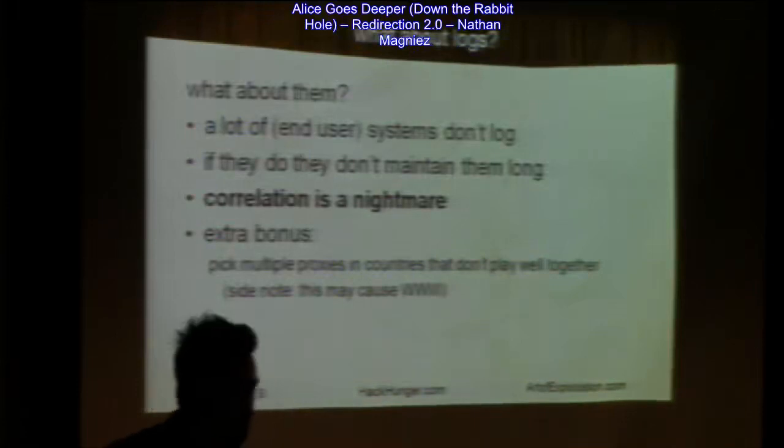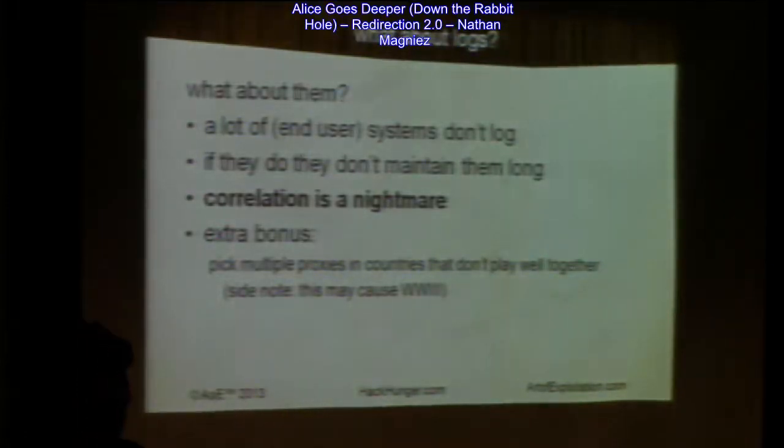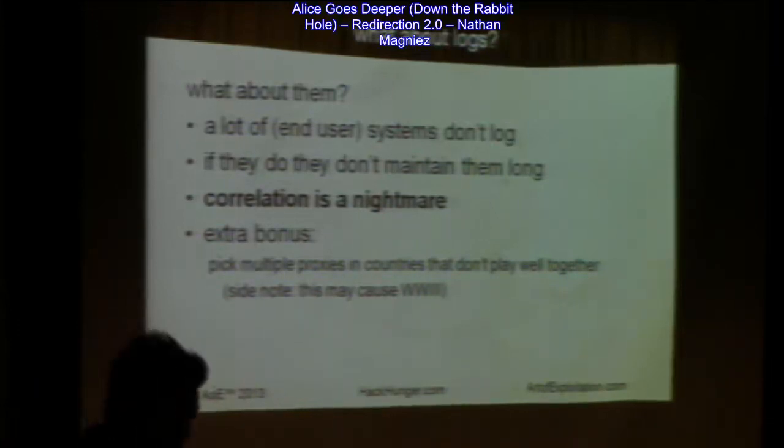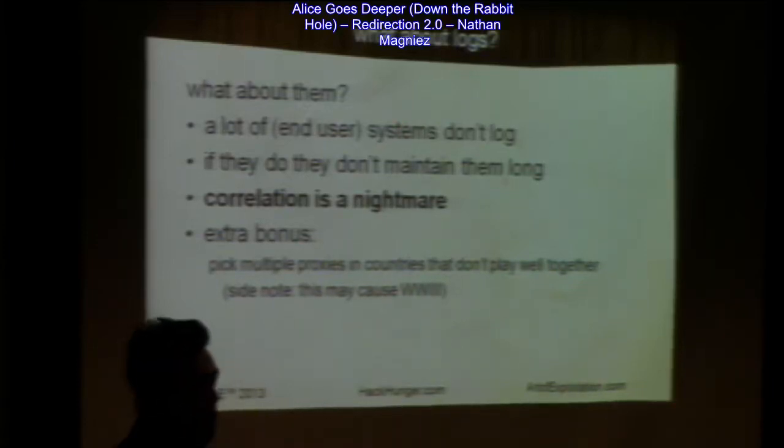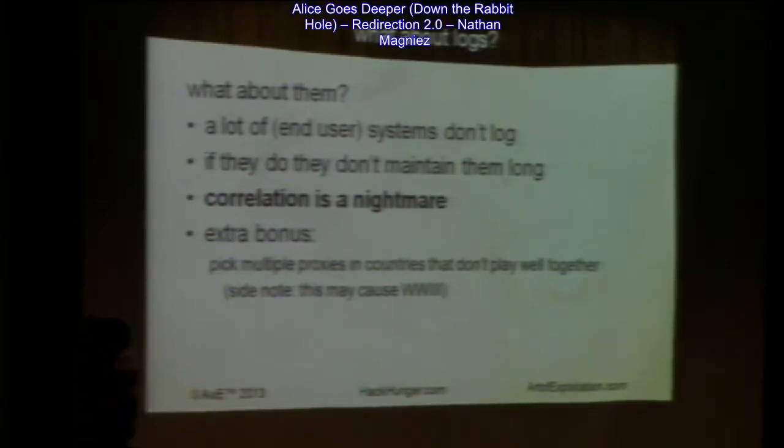All right, so another concern is logging. You don't want to be in logs, obviously, and that's one of the benefits of what we're talking about here. Especially if you have a whole bunch of machines between you and your target, correlation is a nightmare. If you have a whole bunch of redirectors between you and your target, it's going to be really hard to have it correlated back to you. Attribution is a really hard task. Not to mention that a lot of end-user systems don't even keep logs. Also, if you're using multiple redirectors in different countries that don't work well together, that might be to your benefit as well.